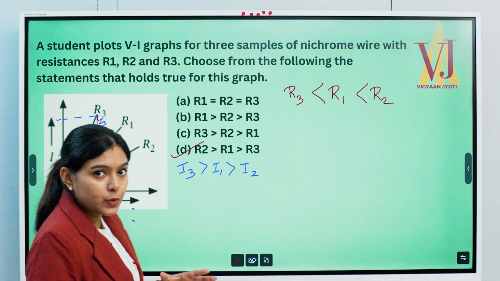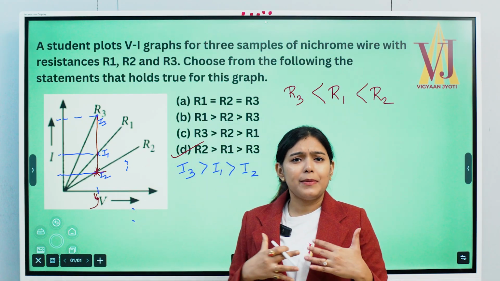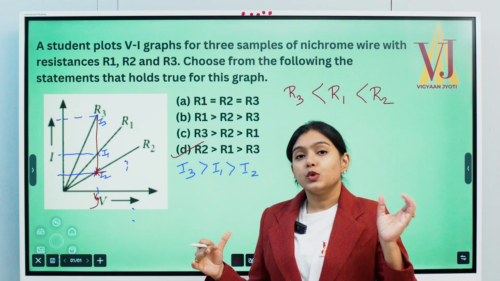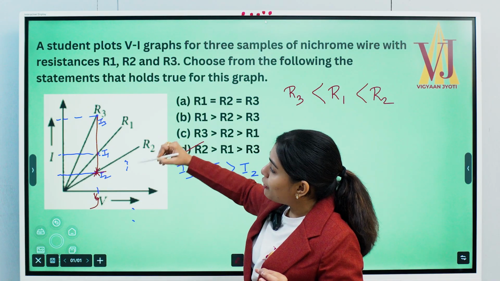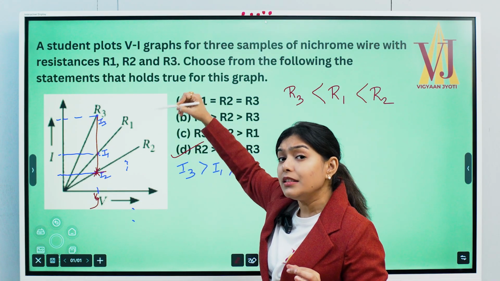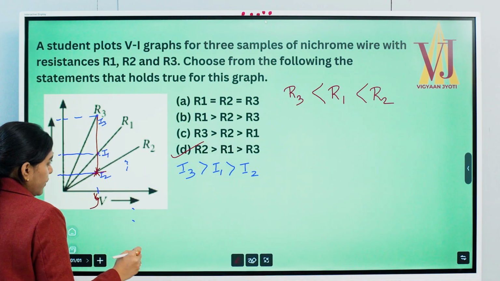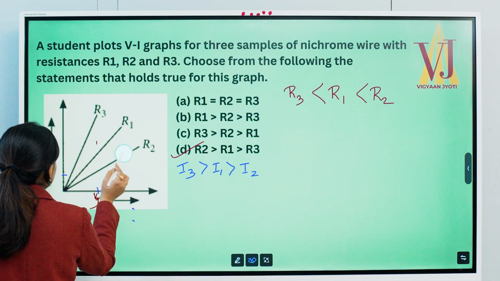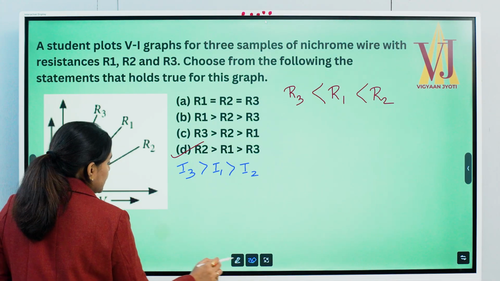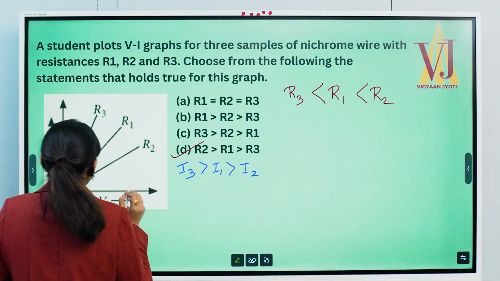How will you try to solve this question? Even if there are lots of lines or lots of plotting they have done, for a particular voltage you just jot out the points where the lines are meeting. I'll give you a revision so that you can understand this part and solve these graph-based questions very easily.